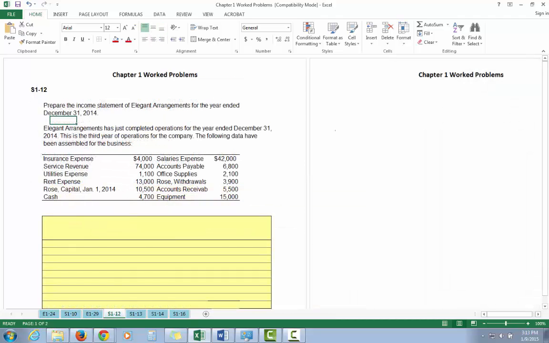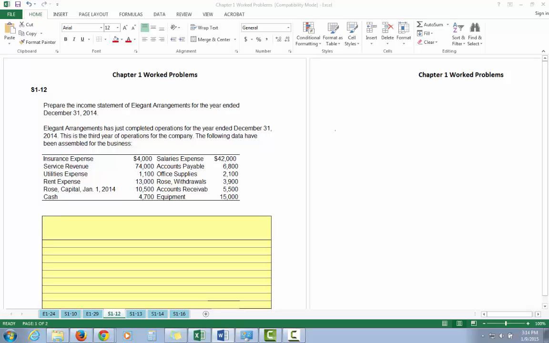Now let's look at short exercise 1-12. Short exercise 1-12 is on page 37 of your text. This is where we're actually going to go through and start preparing our income statements, or our financial statements. And we're going to start with the income statement.